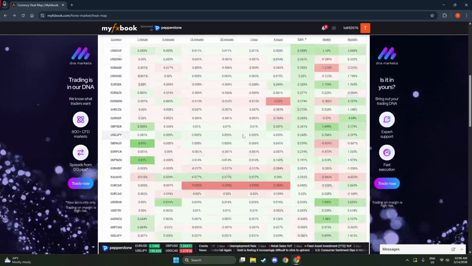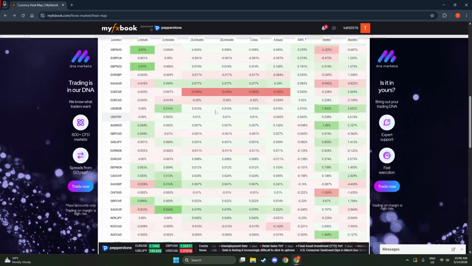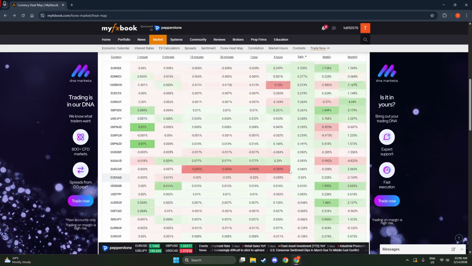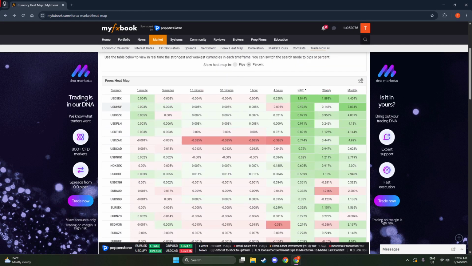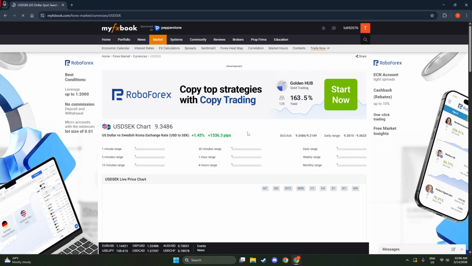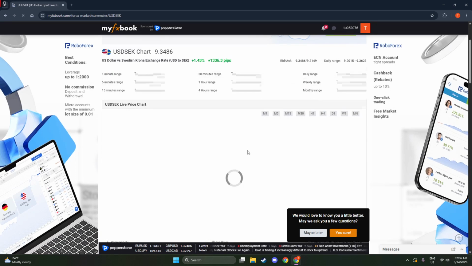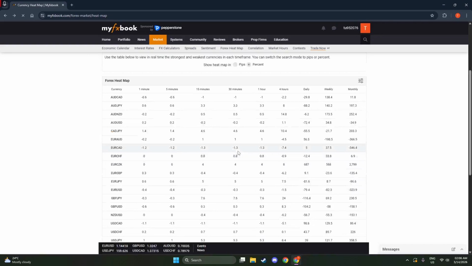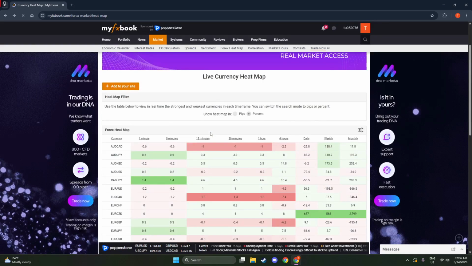Use the heat map as a starting point for deeper analysis, not as a standalone decision tool. Always confirm ideas with your usual charts, risk management rules, and any fundamental factors you follow. And that's it. Log in, open the heat map, understand what each cell represents, and select a time frame that fits your objective. Keep it simple, stay consistent, and let the heat map guide your market overview efficiently.